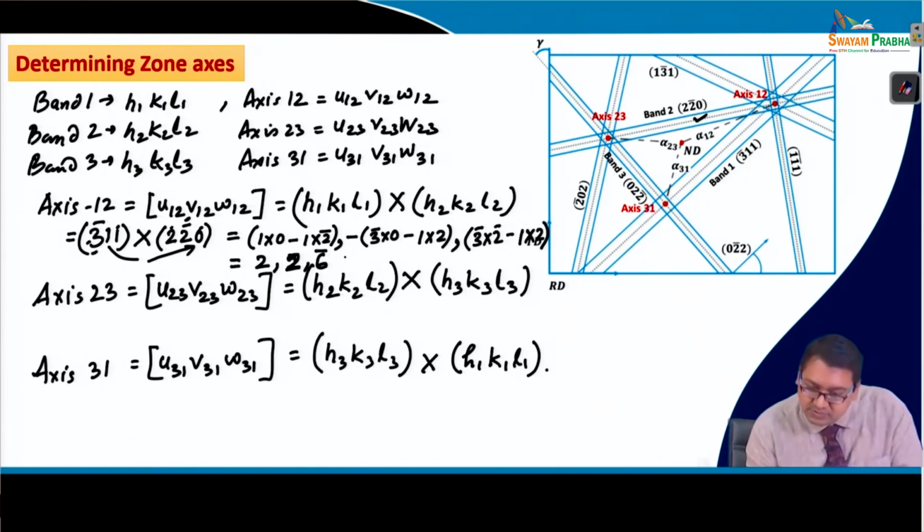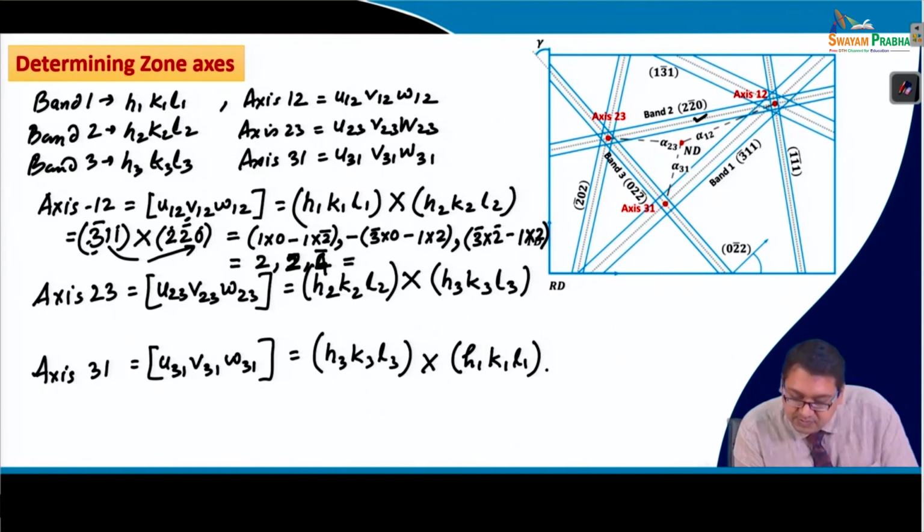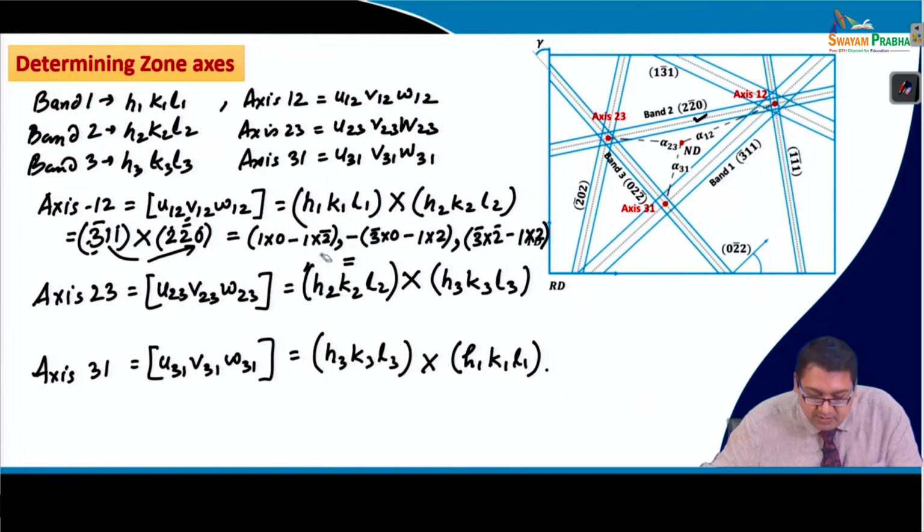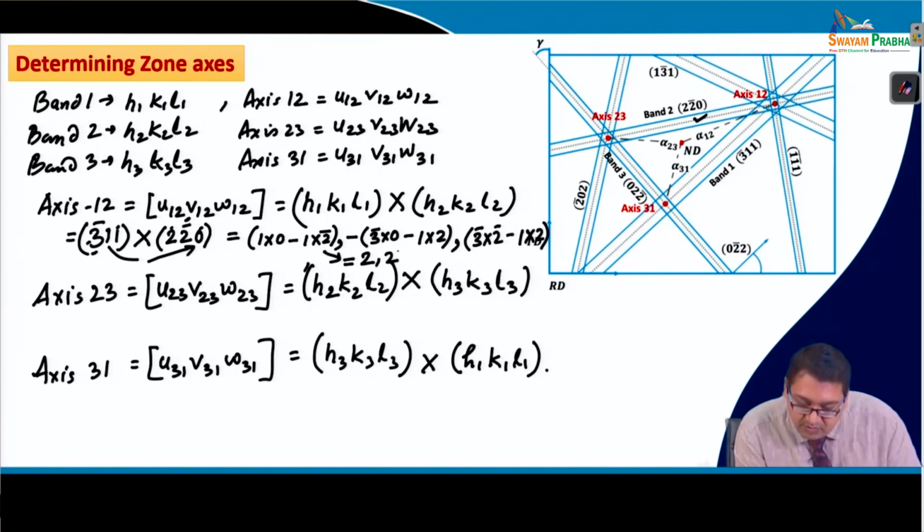So, 3 into 2 is 6 minus of 2 is 4. So, this makes equal to 2, 2 and 4. So, what I was saying, this is basically 2 from here and then 2 from here, minus of 2, and then it is 3 into 2, 6 minus of 2 is 4. So, the Miller indices has to be normalized to the smallest Miller indices possible. So, it becomes 1 1 2.